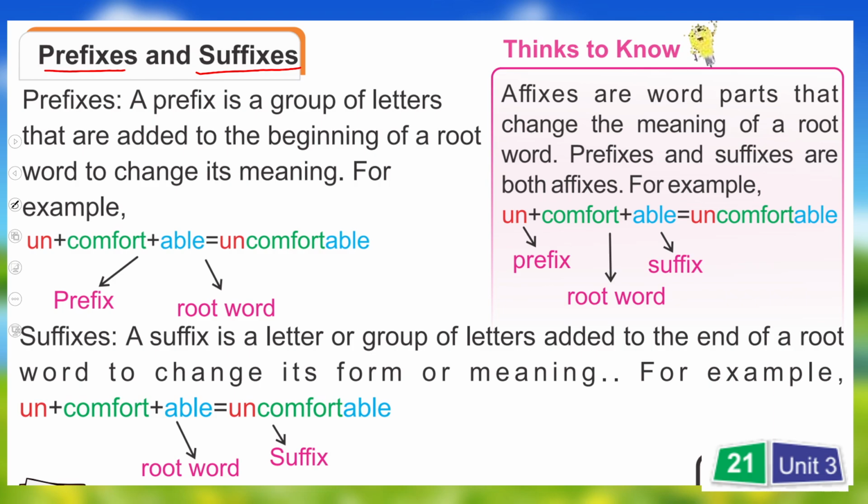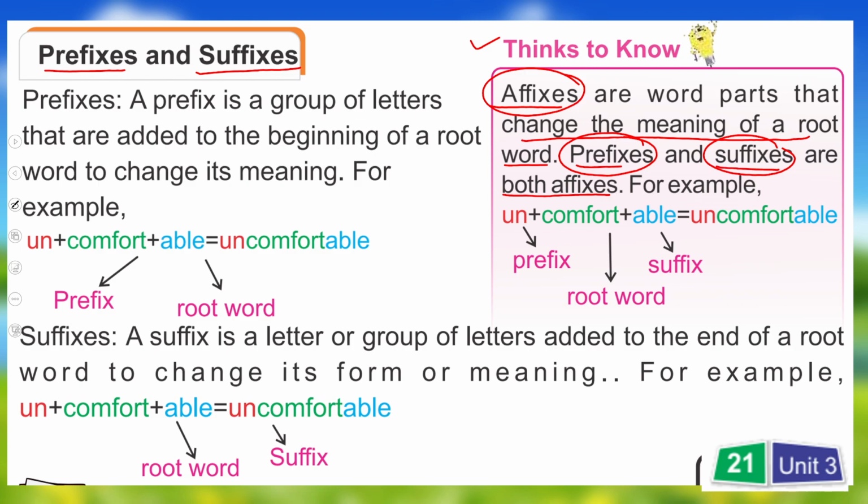Now, let us first understand what affixes are. Affixes are word parts that change the meaning of a root word. Affixes have two kinds, prefixes and suffixes. They are both affixes. So, affixes are word parts. It means that when you see a word, you can find out affixes, which means you can find out prefixes and suffixes from the word.